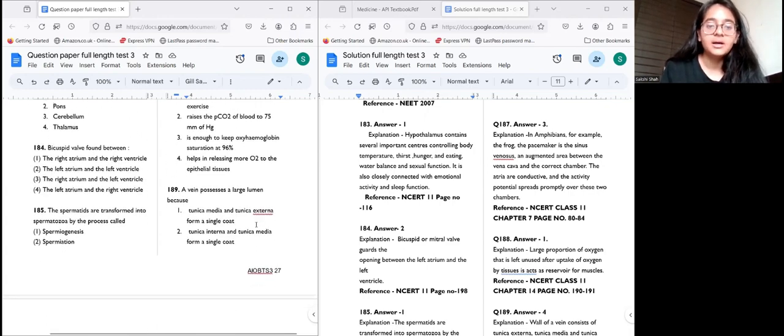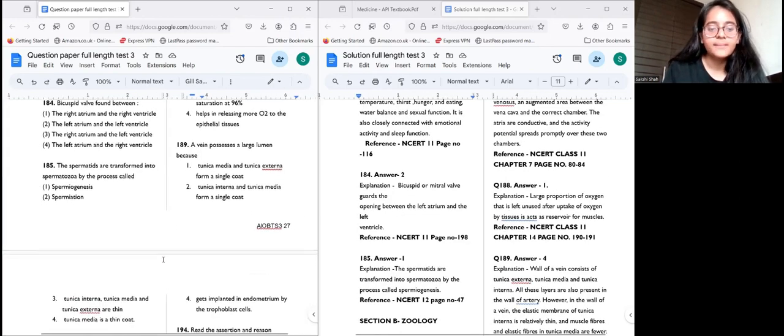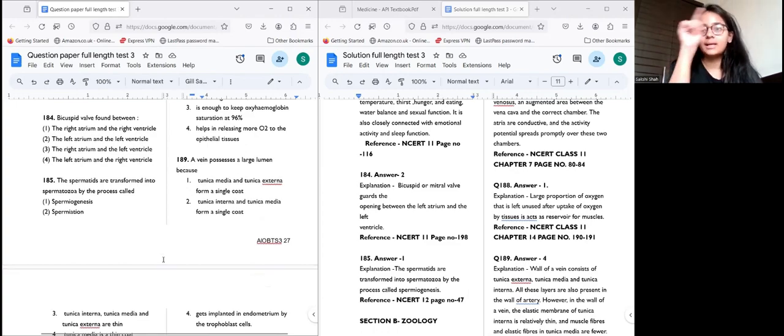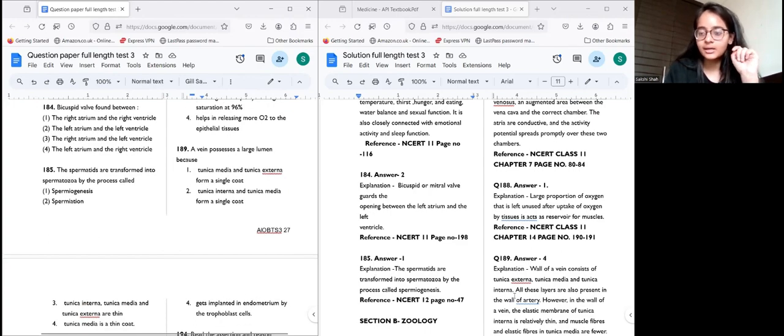For 189, a vein possesses a large lumen because, okay, let's think why can a vein possess a larger lumen? We have tunica externa, tunica intima, and tunica media, right? So the walls of the veins consist of a tunica externa, the tunica media, and tunica interna, 3 layers. All these 3 layers are present in the artery also.